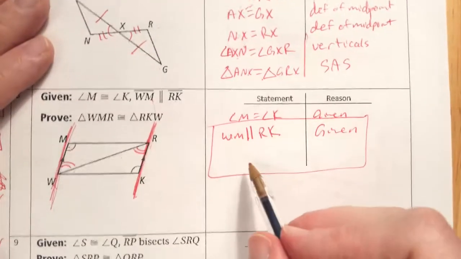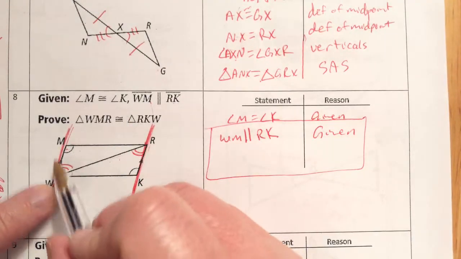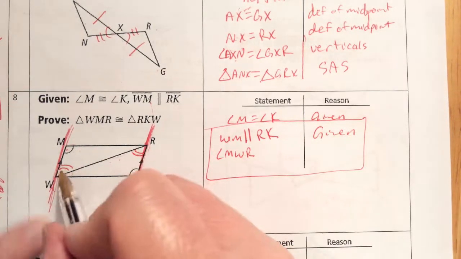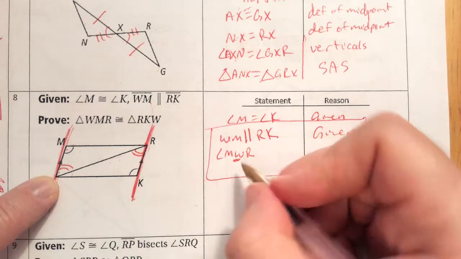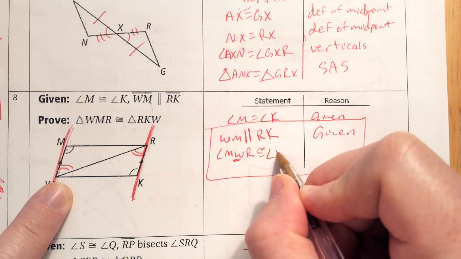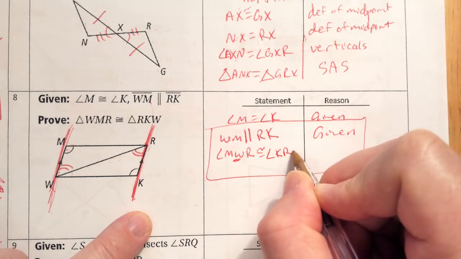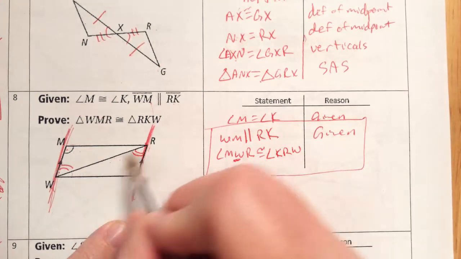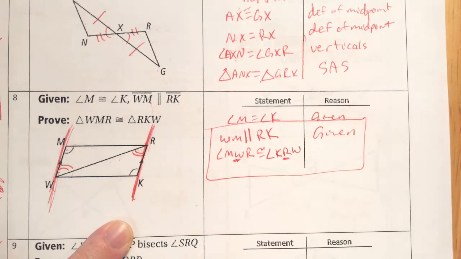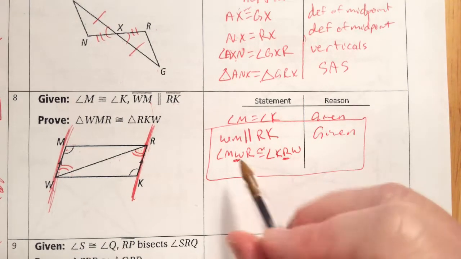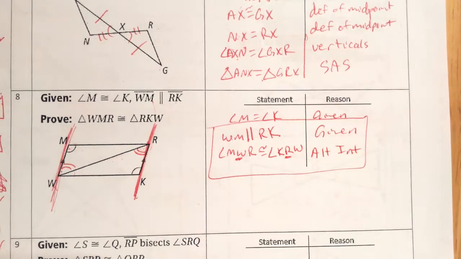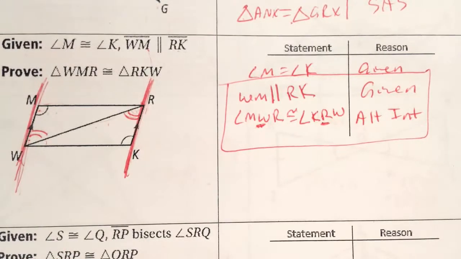Because of parallel lines, I know that angle W, the top of angle W, so that's angle MWR, is going to be equal to angle KRW. So that'd be R on the bottom part. So W is equal to R. How do we know that? What just happened for that to happen? These parallel lines? That would be alternate interior. We used alternate interior angles.